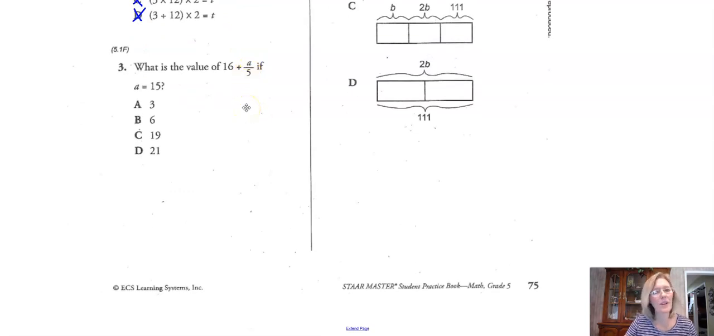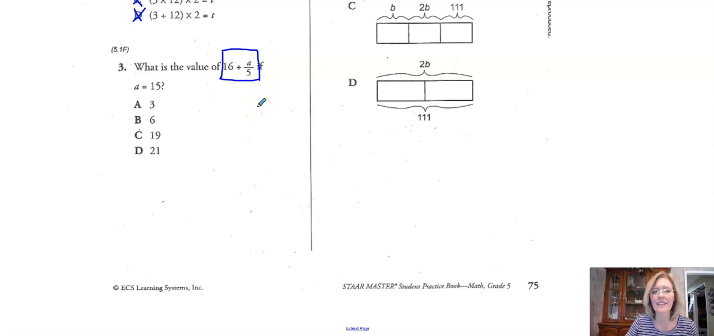Number 3 is a weird one. So it says, what is the value of 6 plus a over 5 if a equals 15? Well, let's understand the problem first. Okay, so let's do our cube strategy. We have a problem that we have to solve. Here it is right here, and it is an adding problem, but inside that adding problem we have a fraction.